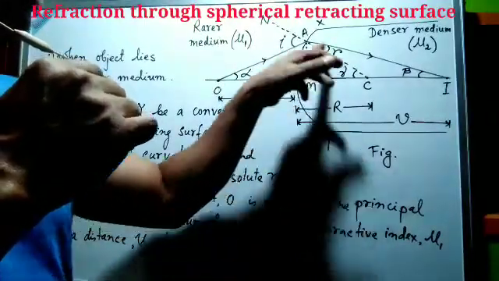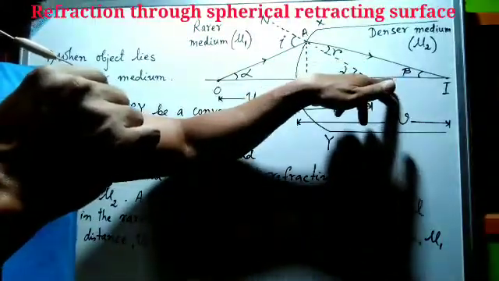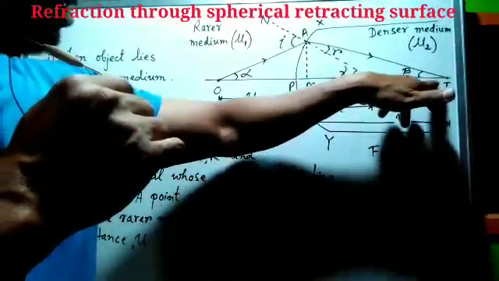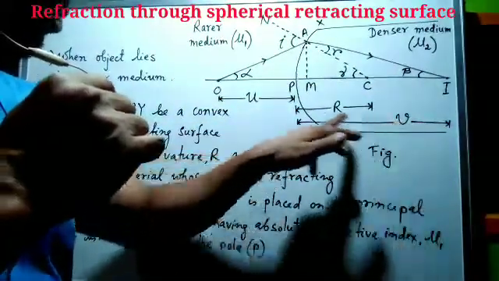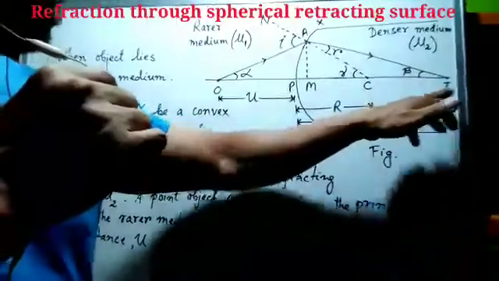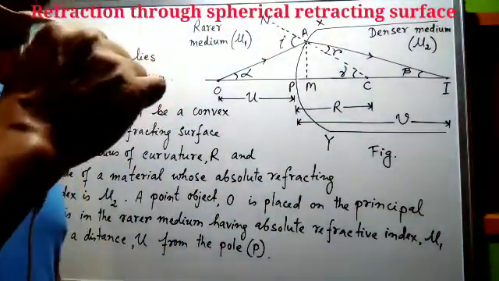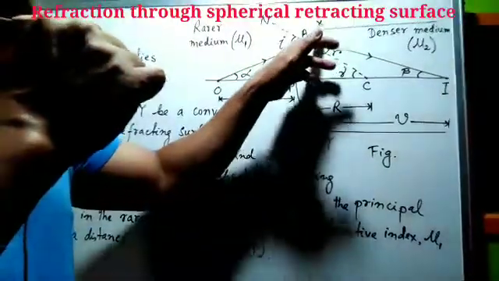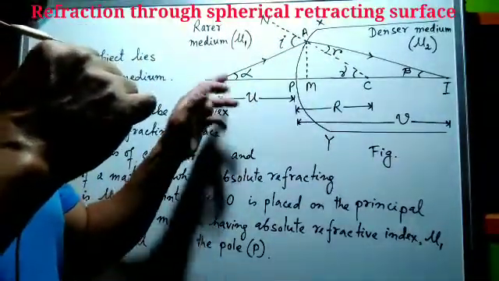After refraction, the refracted light ray bends towards the normal and meets the principal axis at capital I at a distance b from the pole. So here I represents the position of the real image formed by this spherical refracting surface XPY for this point object O.